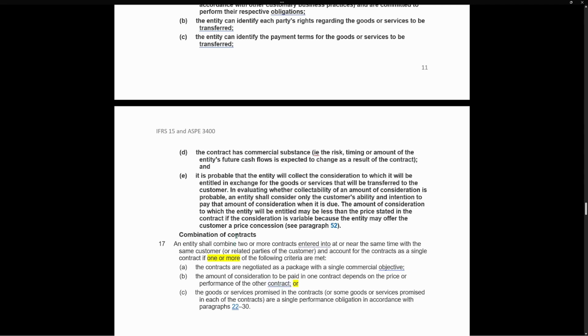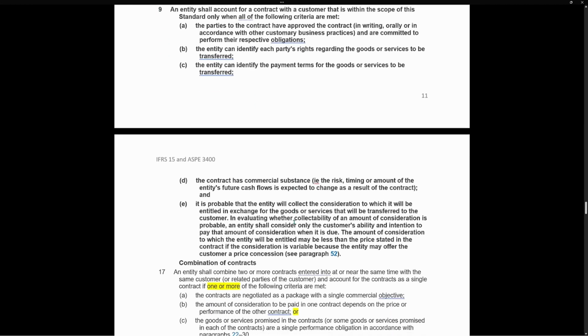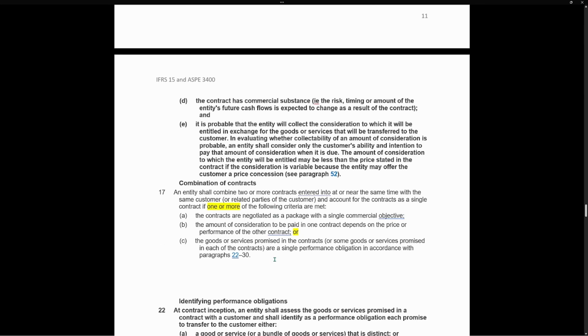There are other parts in the contract section that starts from paragraph 9 that are important for you, like the modification of the contract, where you can refer to those parts and see in what cases you can modify a contract. But these parts, the combination of contracts or modification of contracts, have not been tested in CFE before, but just in case, if you want to get more familiar with the topic, it's a good idea to know them.